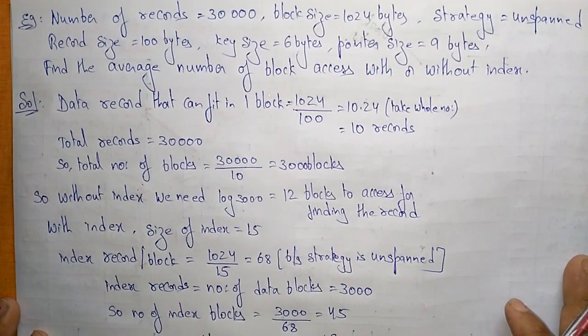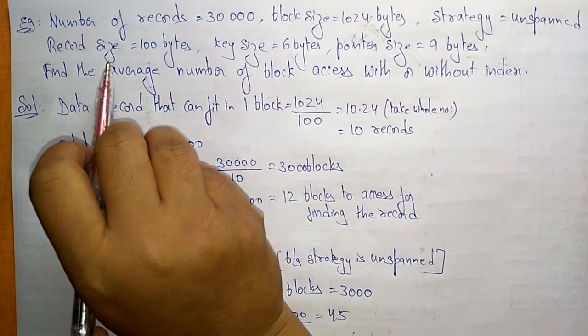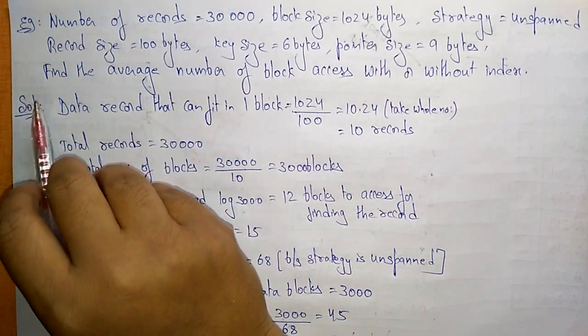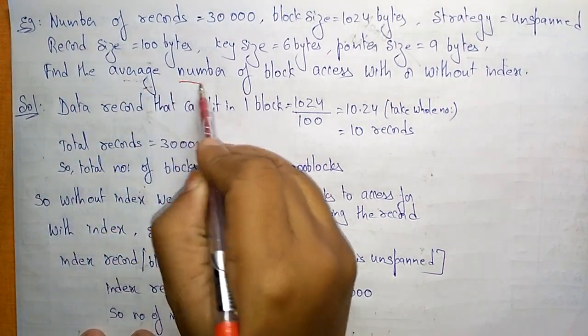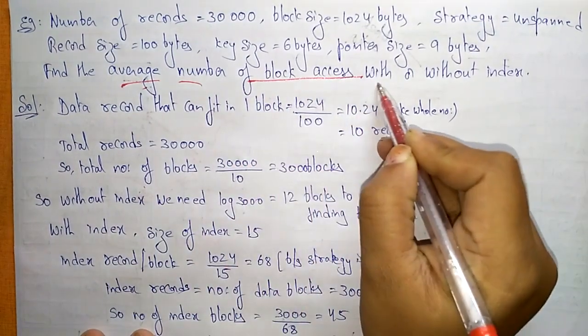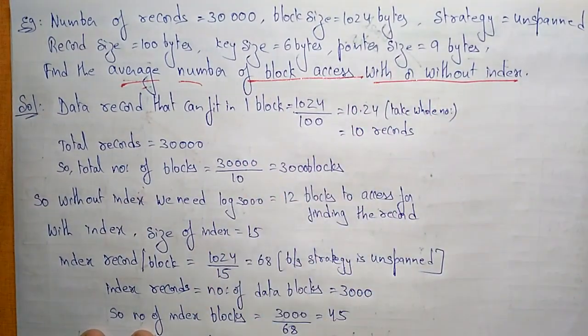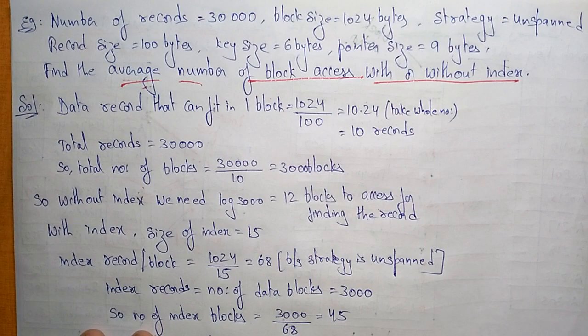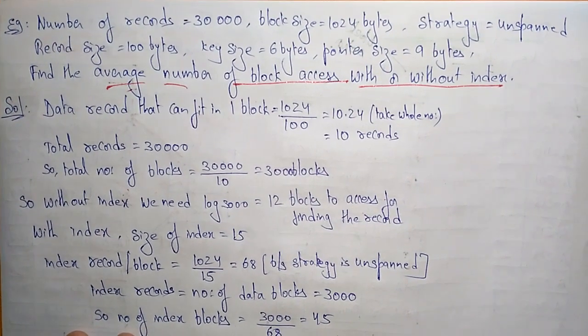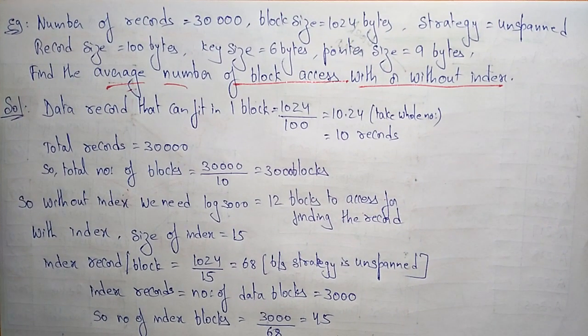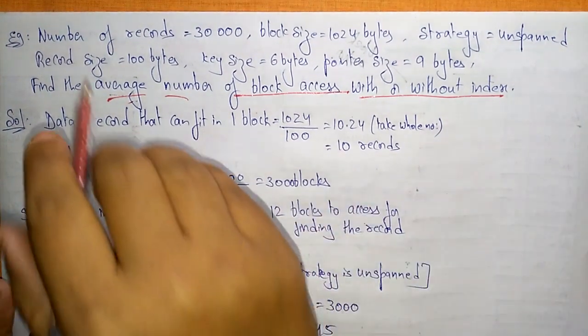Okay, here is the calculation. Let us see. We have to find the average number of block accesses with or without an index. We want to search how many blocks. So here we have to find the average number of block accesses with or without index. How are we calculating? Let us see.